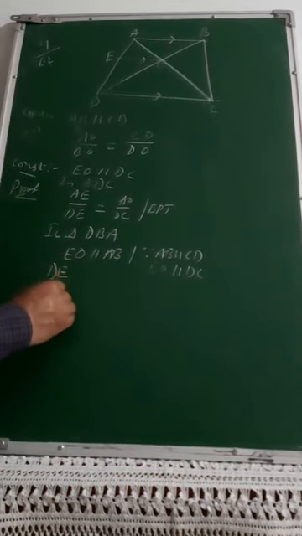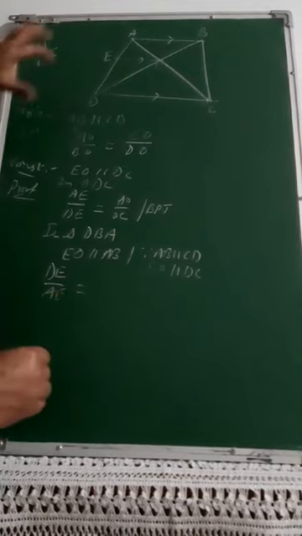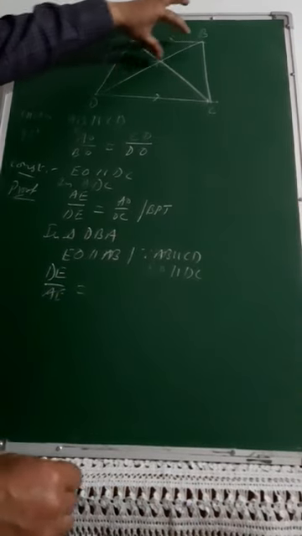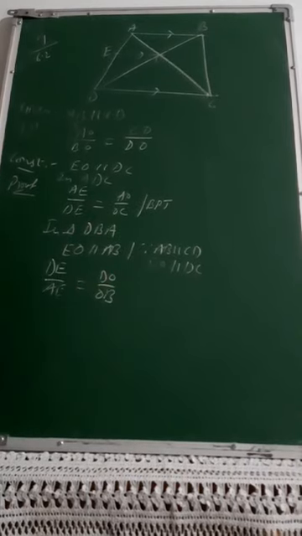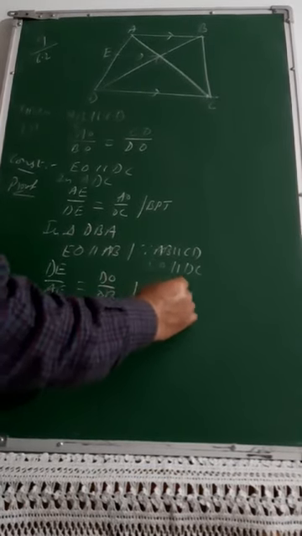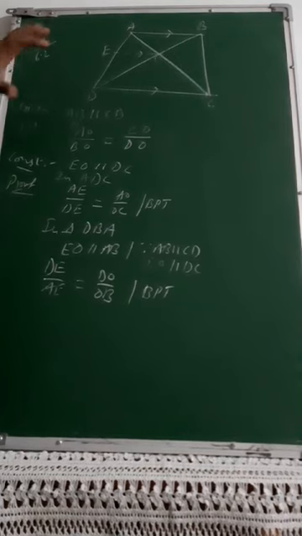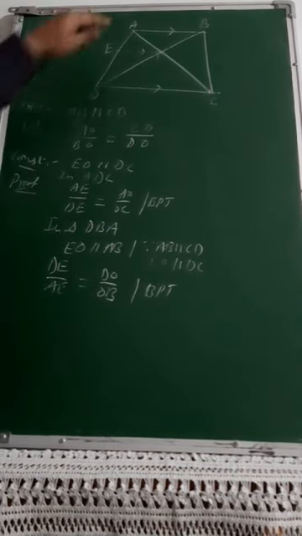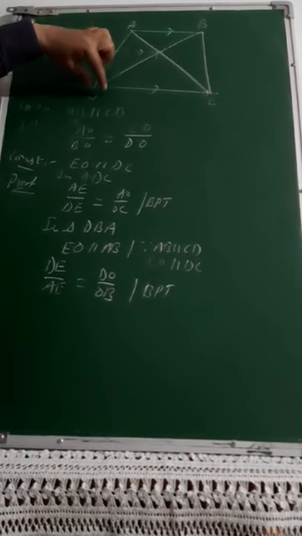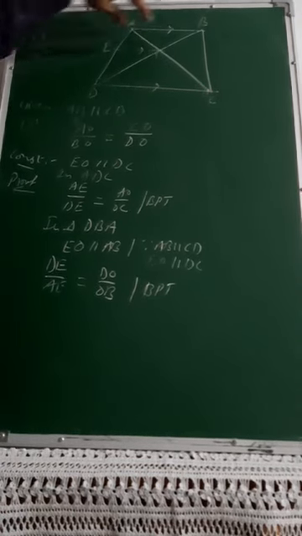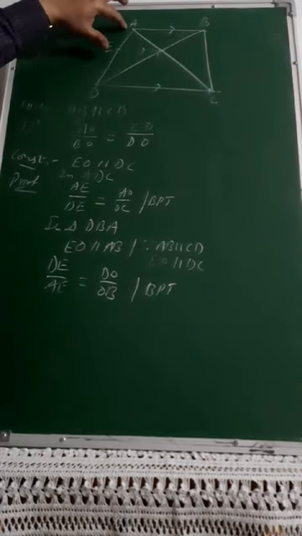DE upon AE is equal to what? This upon this is equal to DO upon OB. Again, the reason is what? Basic proportionality theorem. So first I applied basic proportionality in triangle ADC, and second time I applied the basic proportionality theorem in triangle DBA.